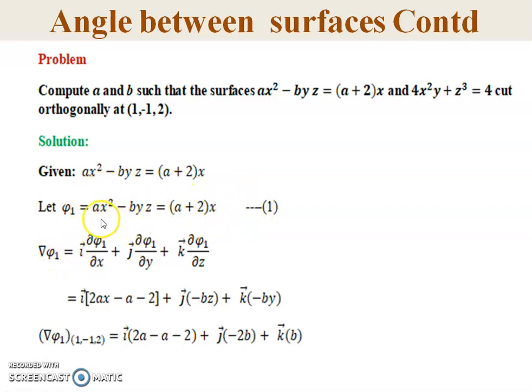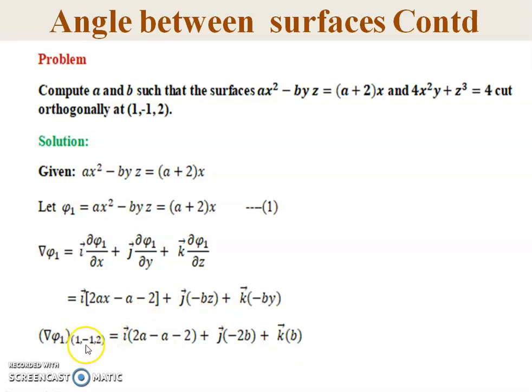That means differentiate this with respect to x. What happens? 2ax, right? Then differentiating this becomes a + 2, so minus is there: minus (a + 2), that means minus a minus 2. Then differentiate with respect to y, it becomes −bz. Differentiate with respect to z, all terms are 0 except the center term, it becomes −by. Okay, now simplify this.